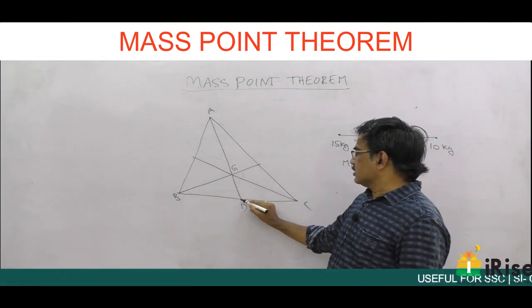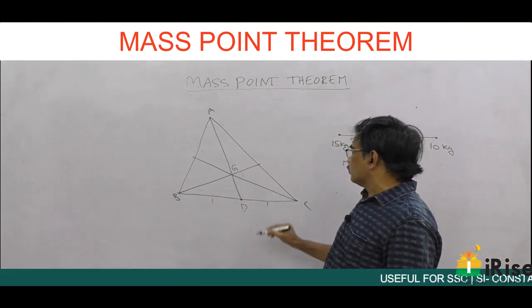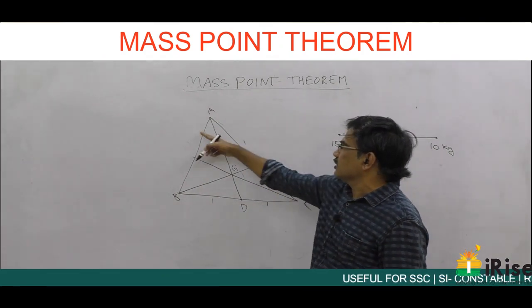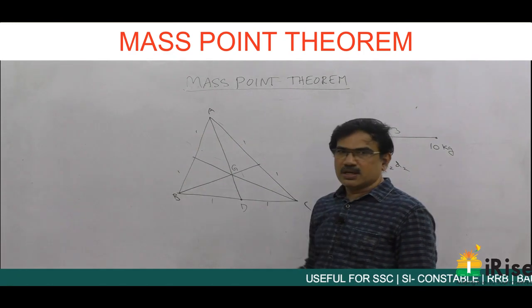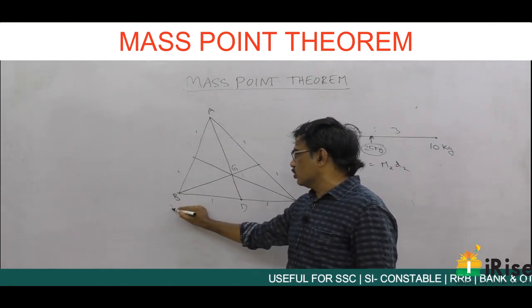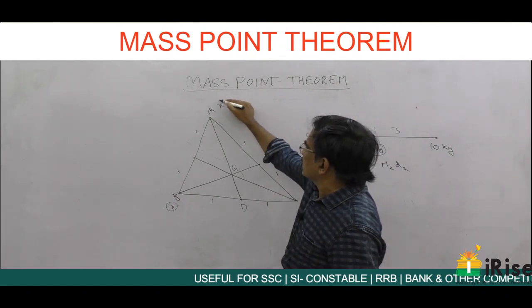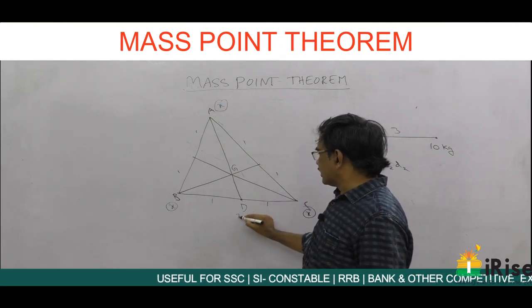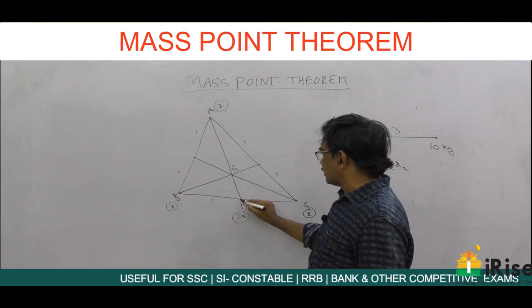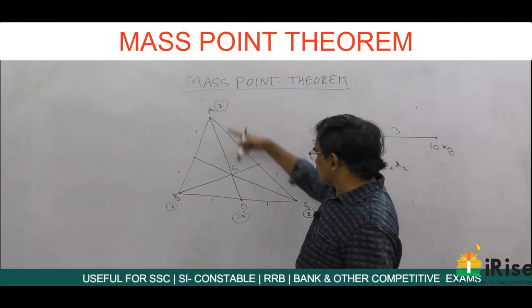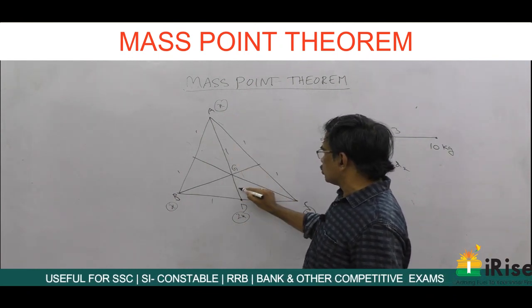Here median means this is the midpoint, therefore the ratio is 1:1. This is the midpoint, ratio is 1:1. This is also midpoint, ratio is 1:1. The weights are also in the same ratio. If this is x kgs, this is also x kgs, this is also x kgs. And here 2x kgs weight acts at this point. Then here this is x, this is 2x. The ratio is 1:2.